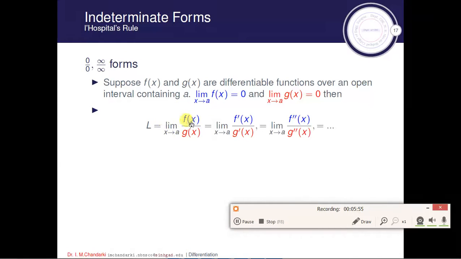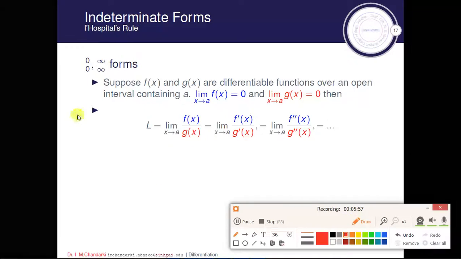If you have the situation where we get a 0 by 0 form, where this is 0 and this also is 0, then what do you apply? You apply LHR. So this limit, where limit x tends to a of f(x) by g(x) gives a 0 by 0 form, will be equal to limit x tends to a of the differentiation of f and differentiation of g separately.